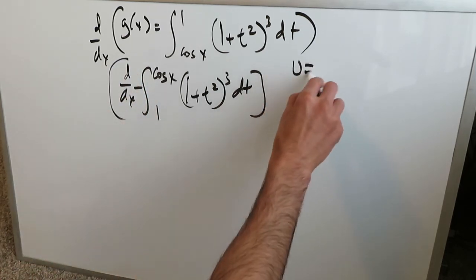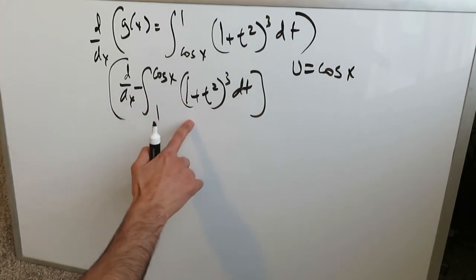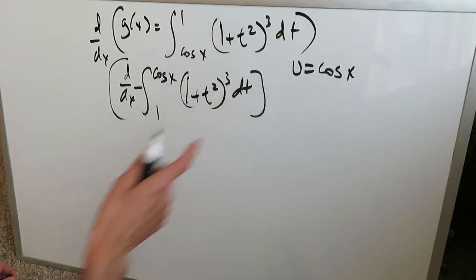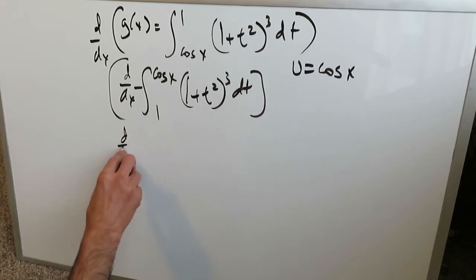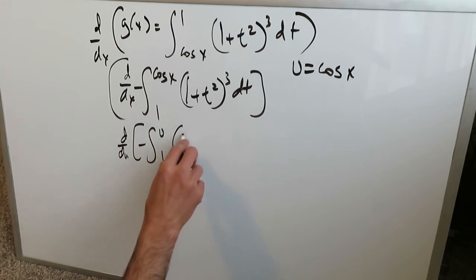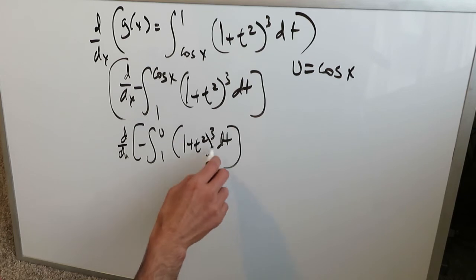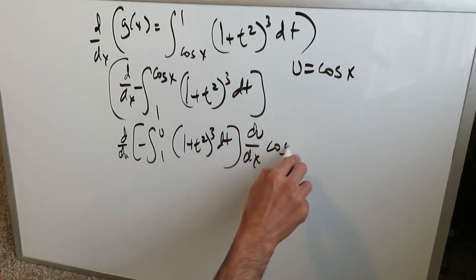We can do a substitution. u is equal to cosine x. Remember, in all of these questions, they're proving that the derivative of an integral is equal to the original function. If you took the original function and integrated and differentiated, you end up back at the original function. If u is equal to cosine x, now we have everything marked over here. We bring a u. We bring 1 plus t square cube dt, because all of this will be resubstituted here with the u values. du over dx, cosine x.